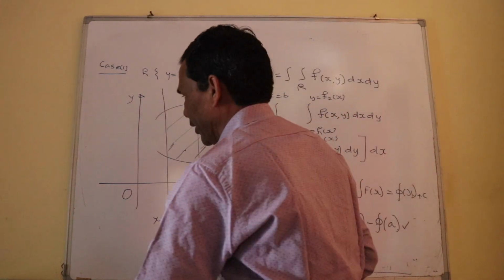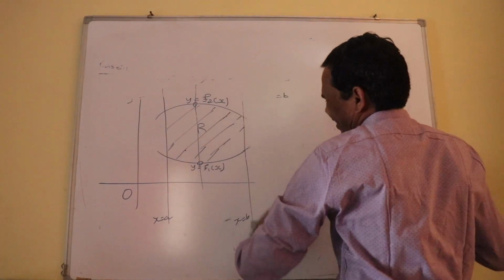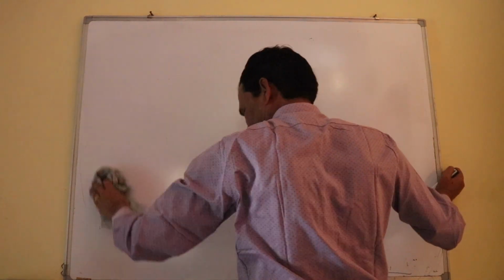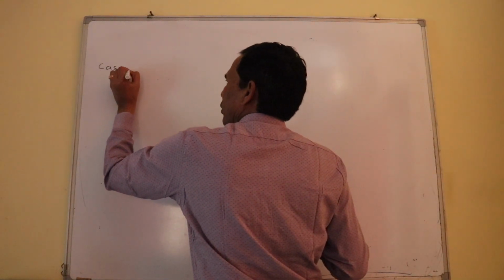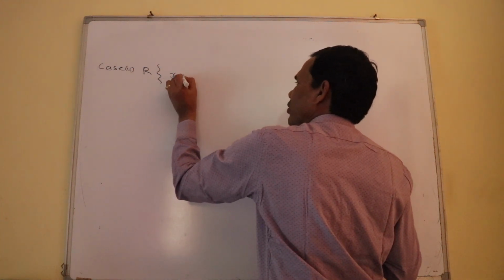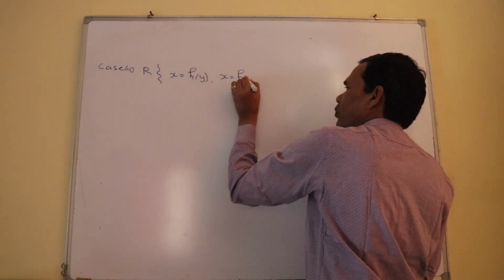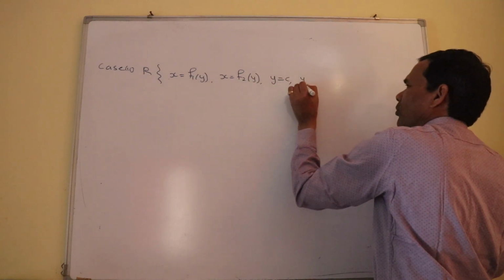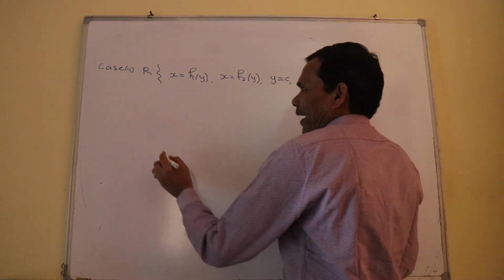Similarly, case number 2 we are having here. Case number 2, y having variable limits and x having constant limits. In that case, all the time we integrate with respect to y first. Case number 2, region R is bounded by x is equal to f1(y), x is equal to f2(y), y is equal to c, y is equal to d. Naturally, this region would be as shown in the figure.